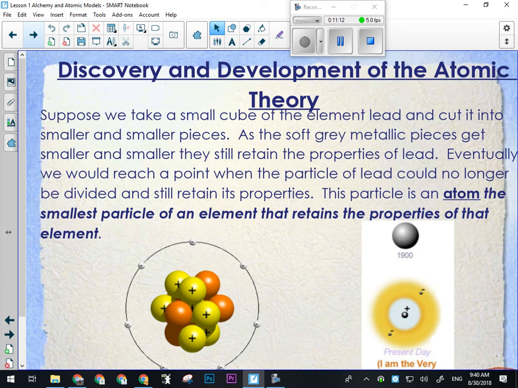So the smallest particle is an atom, and it's the smallest particle that retains the properties of that particular element. That's something you might want to jot down. When you get your notes package printed, that's something you'll want to highlight and have for yourself.